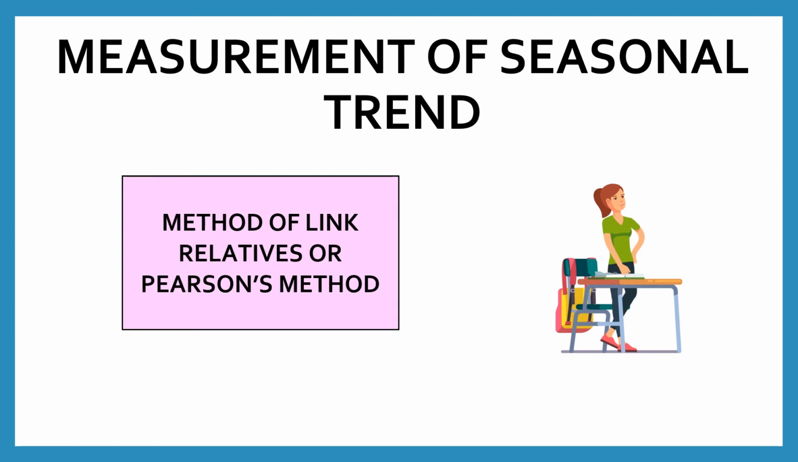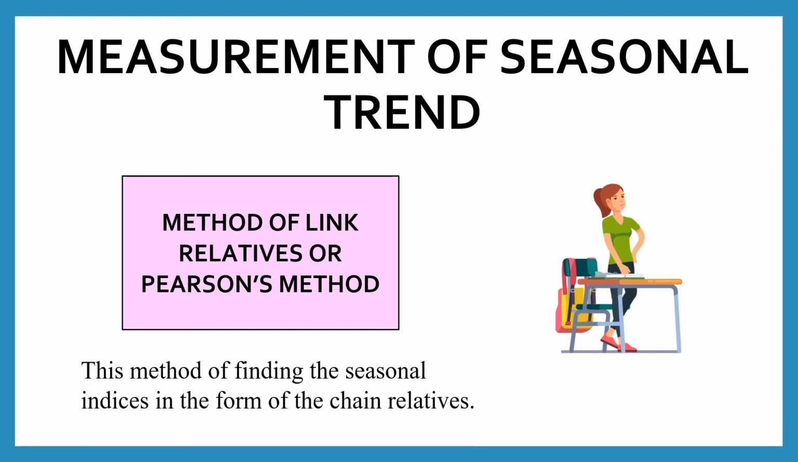Method of link relatives or Pearson's method. This method of finding the seasonal indices in the form of chain relatives was developed by Professor Karl Pearson, and hence this method is also known as Pearson's method for seasonal variation.